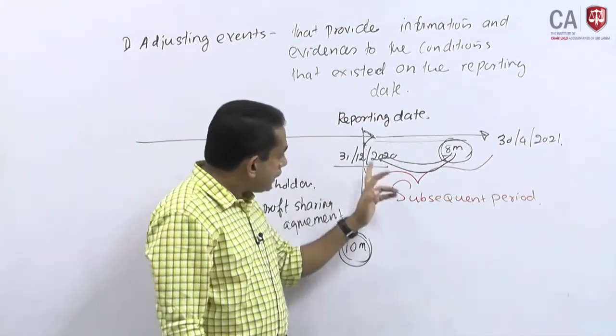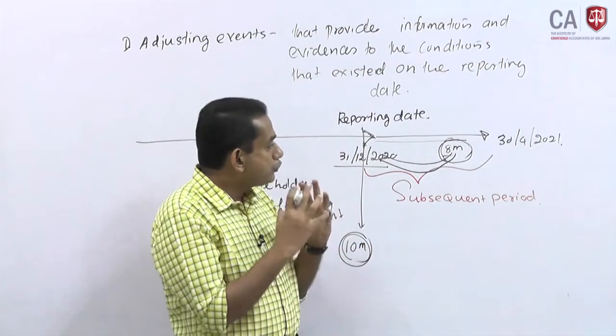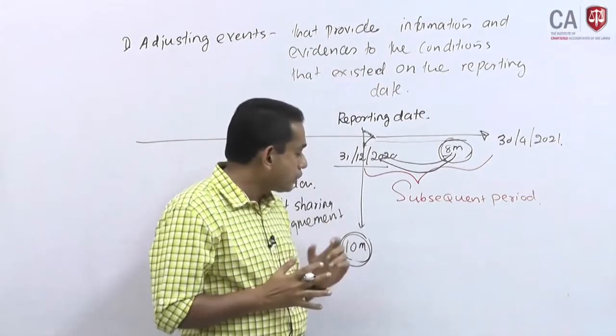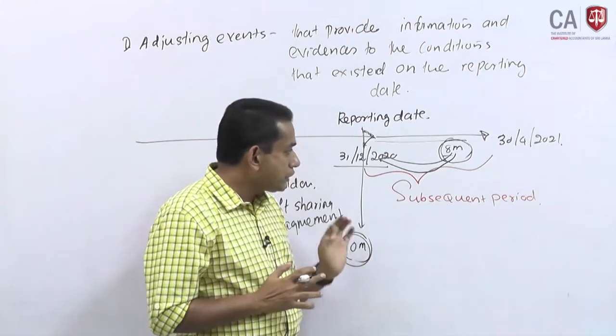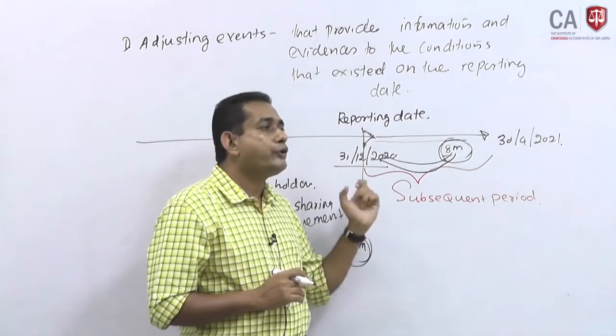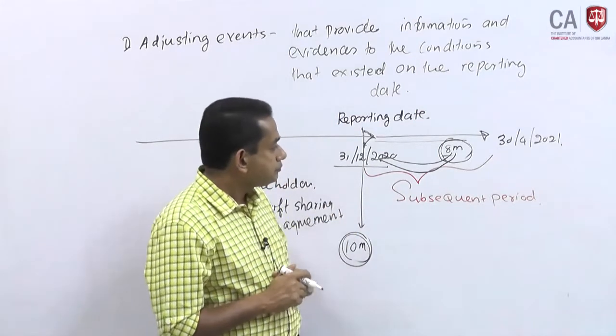So coming back, you need to get back to the reporting date and you need to share the profits on the reporting date. What profit is to be shared? It is not the 10 million profit which has to be shared, it is the 8 million profit which has to be shared, and you need to show the profit sharing and distributions on the reporting date.